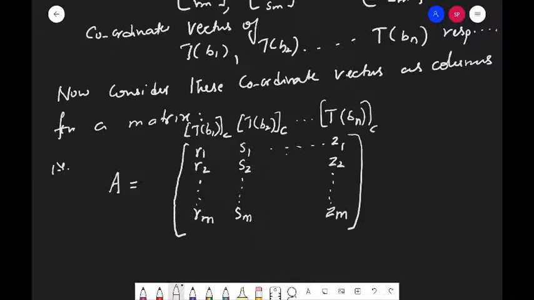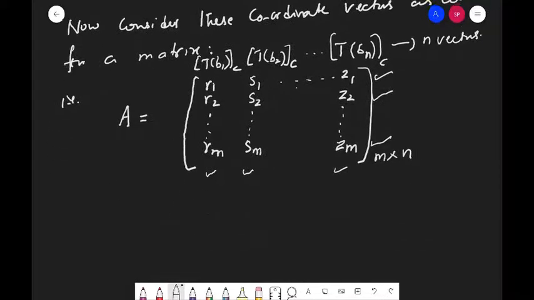What will be its order? How many rows will it have? It will obviously have M rows, and then how many columns? N columns, because there are N vectors. So this will have M rows, row 1, row 2 and so on, row M. And this is column 1, column 2 and so on, column N. So you will get a matrix.